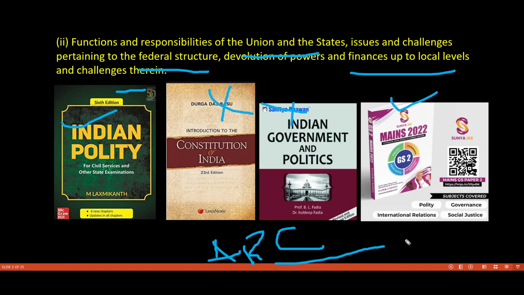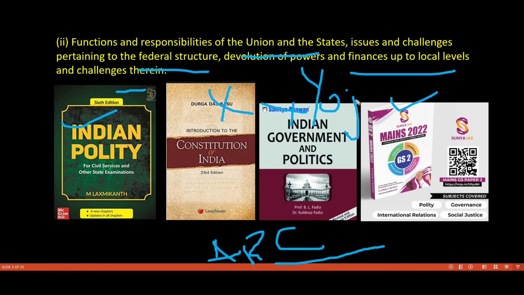And for finances, devolution of powers and finances up to the local level, there is Yojana magazine, which comes from the Publications Division of India. From time to time, that magazine covers the issues of panchayats and finances up to the local level. So you can refer to the Yojana issues. When you are reading for an entire year, make time for reading Yojana for 1 or 2 days.